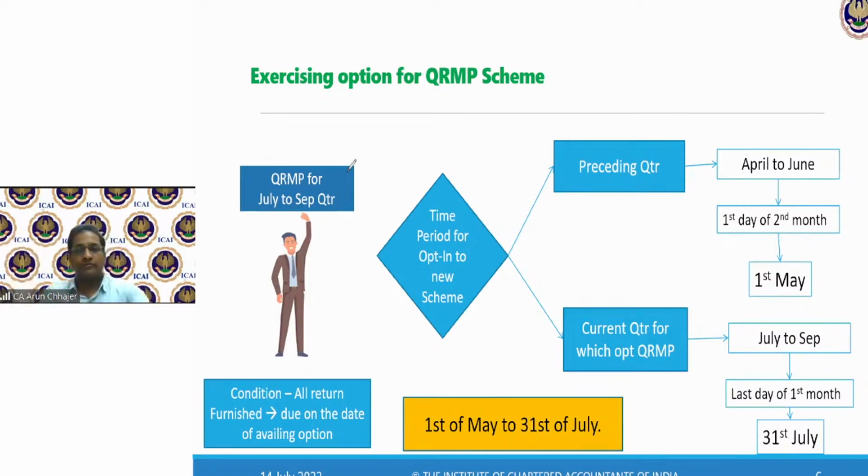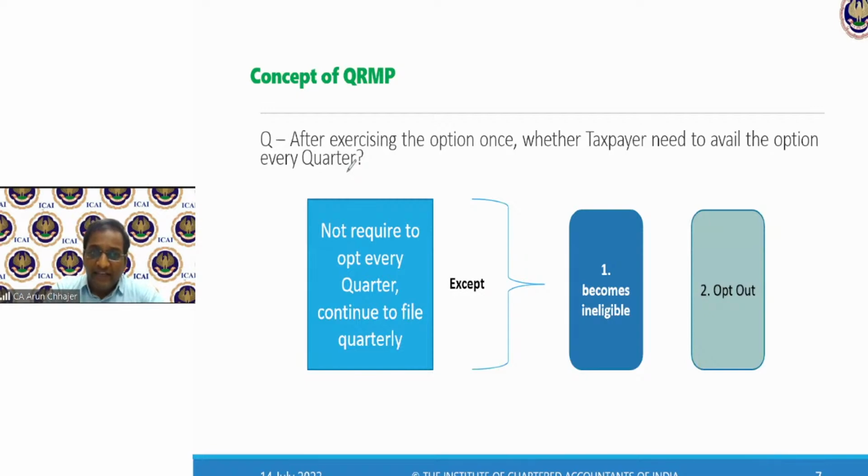Now, let me move to the next point. Now, if I have exercised this option and in the next quarter, I like to go for the same option, do I need to again convey anything to the portal? No. Once you exercise this option, you would continue in the same.